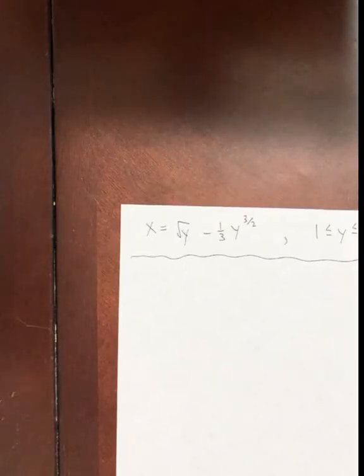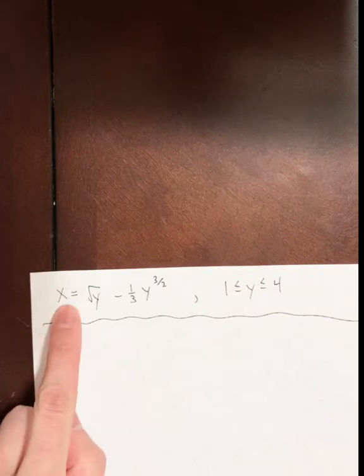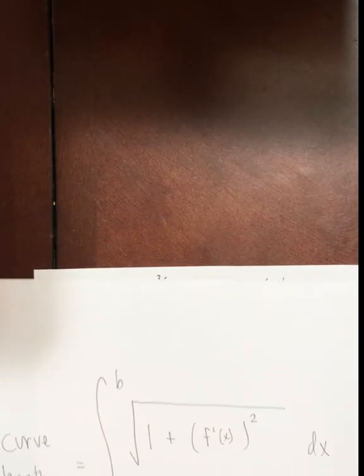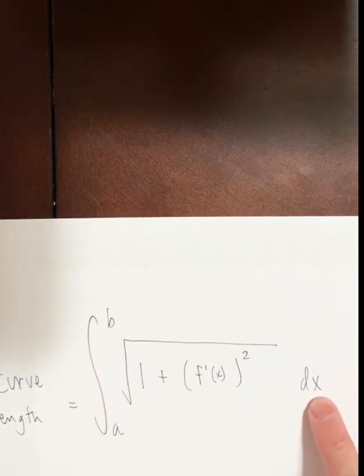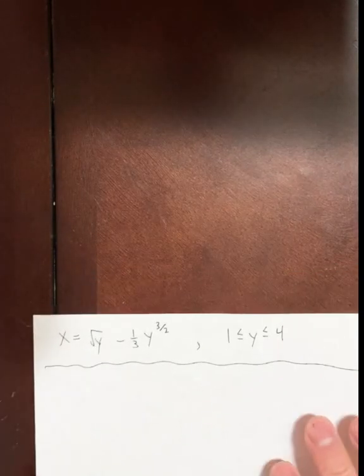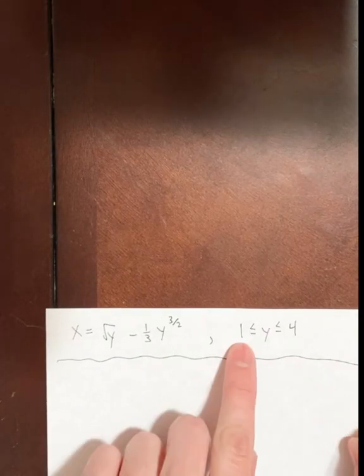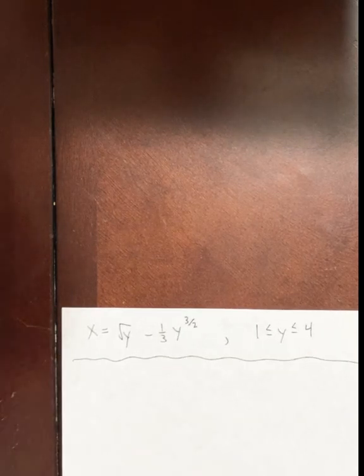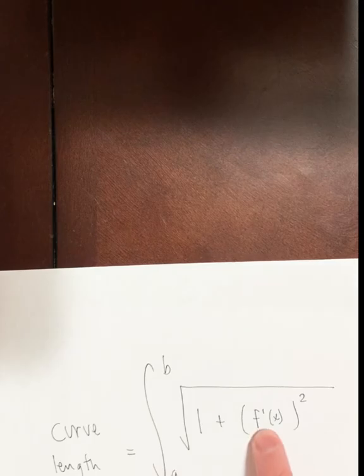For this particular problem here, since x is the function in terms of y, we know that it's pretty much going to be this formula, but it's going to be a dy there, and instead of x's it's going to be y's. And even the numbers are going to be y values. Like right here, for instance, you see our limits are from 1 to 4. Those are y values. So the first thing we need is to find the derivative.